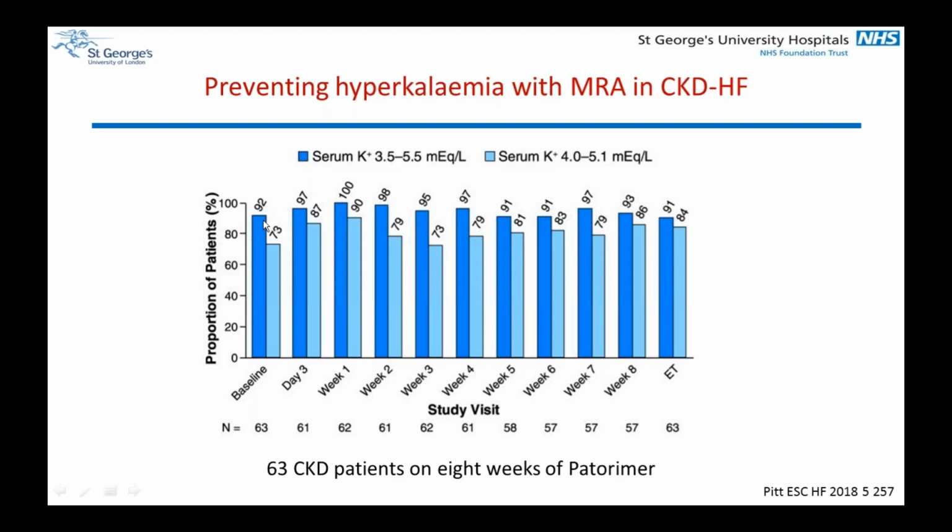And as you can see, by using a titrated dose of patiromer, you can maintain the potassium levels quite nicely in a large population of patients, going up to 91%. So yes, it is something which can be done in CKD and heart failure patients.